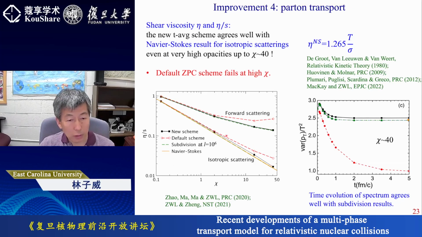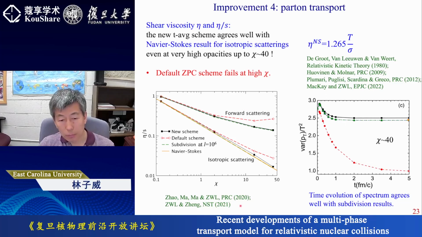But if we look at the default ZPC, we get the red line, which at low opacities, as expected, is still correct. But when you go to high opacities, it starts to go off. So default ZPC also fails in describing the shear viscosity.